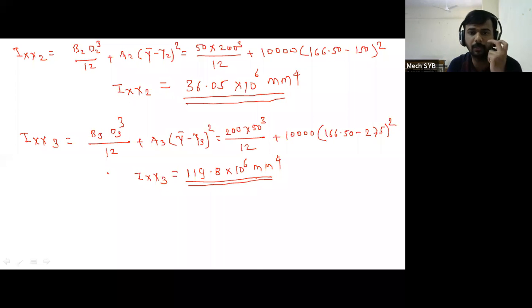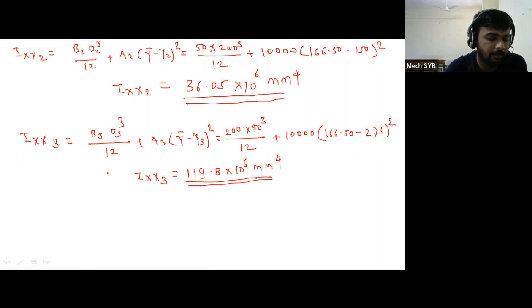Please do the calculation and send your answer in the chat box. Verify your answers whether it is coming same or not, or maybe some variation is there after the point. Some of you get 119.80, some of you get 119.78 or 79. That variation is accepted, no problem. So this is the Ixx3 value.